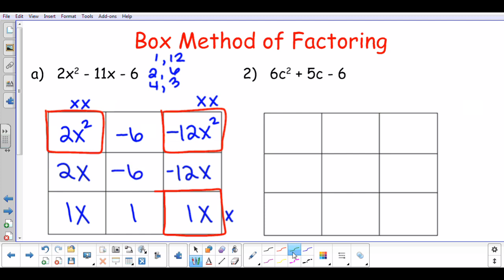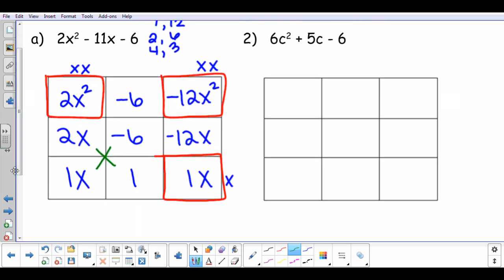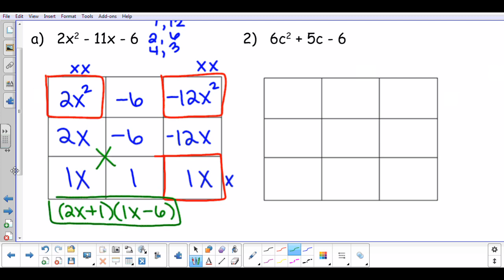Now that everything is filled in, I do an X in the bottom four, so I crisscross, sort of like tic-tac-toe, there at the bottom, and that's how I'm going to get my answers. So I have a 2x plus 1, and I have an x subtract 6. And like we did with our British method, you could always test that with FOIL, and you'll see that it's going to give you that 2x squared minus 11x subtract 6.